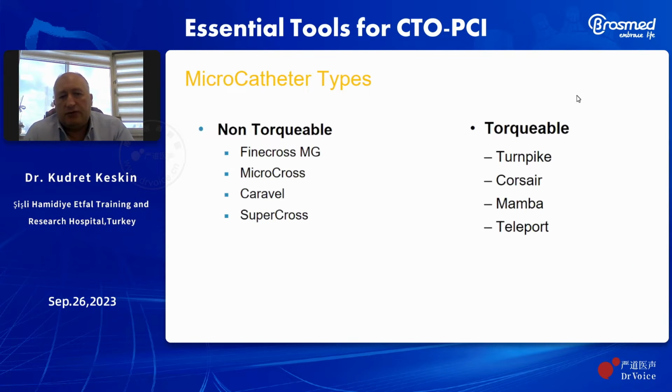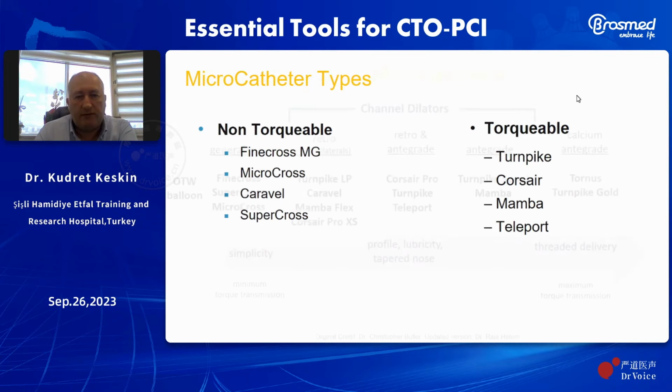Another type of classification based on these designs: maybe we can say that there are torqueable and non-torqueable microcatheters. If you have coils wrapped around the braided mesh, then it's better to torque it. But if you don't have such coils, no matter how you torque it, you cannot transmit the torque to the distal tip, and you may not advance it. So torqueable and non-torqueable catheters are really different from each other.